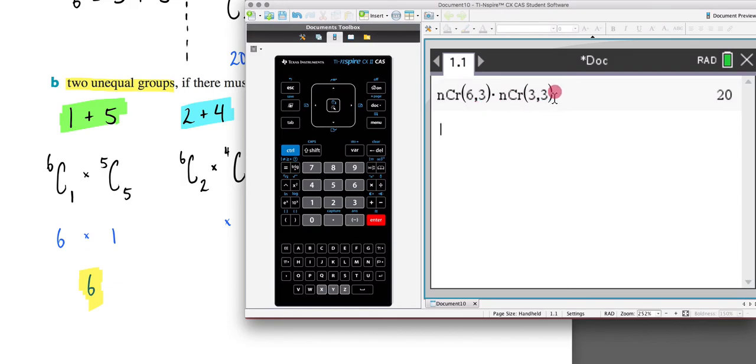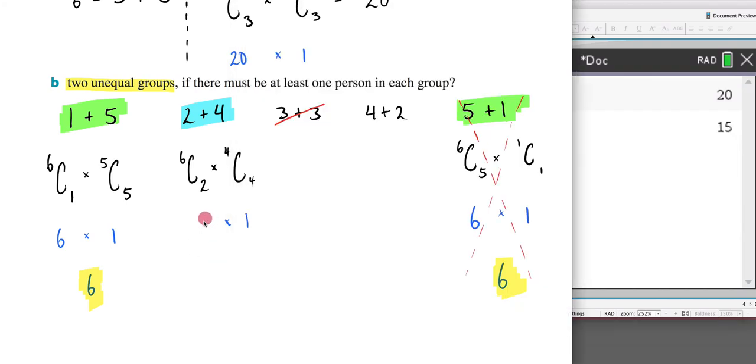So if I was to come over here and do that, I have 6 people and I'm putting them into groups of 2, should be 15. And there it is. It's going to be 15. Then 15 times 1 is simply 15. So 15 will be my answer.